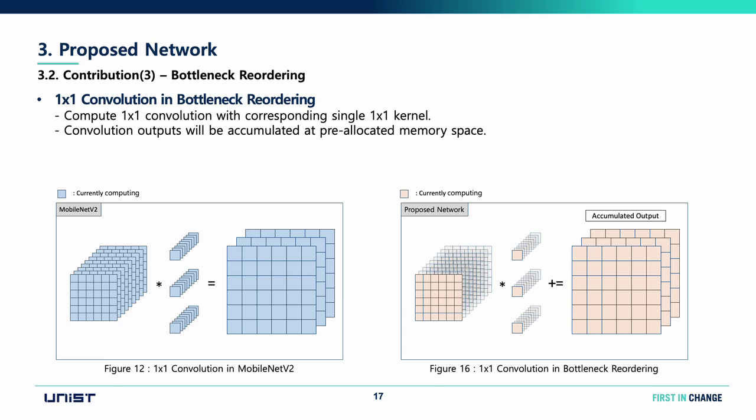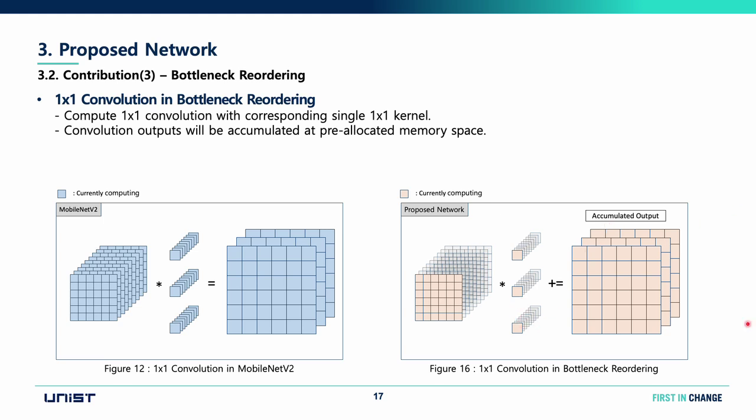Now, the last stage of bottleneck reordering. Normally, as we can see in figure 12, the whole input is computed with all of the 3 1x1 kernels, which results in 3 channels of output in this case. On the other hand, in the reordering method, as colored, only a single channel, which is the output of the previously computed reordered 3x3 depthwise convolution, is computed with the corresponding channel from the kernel and gives us a result of multiple channels.